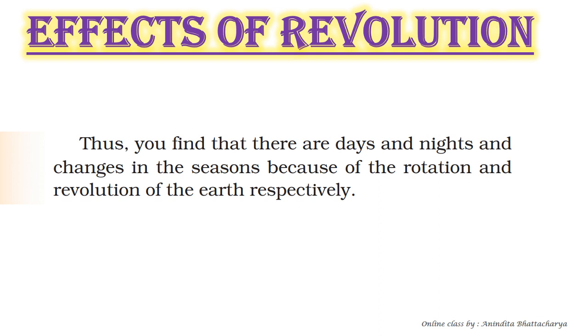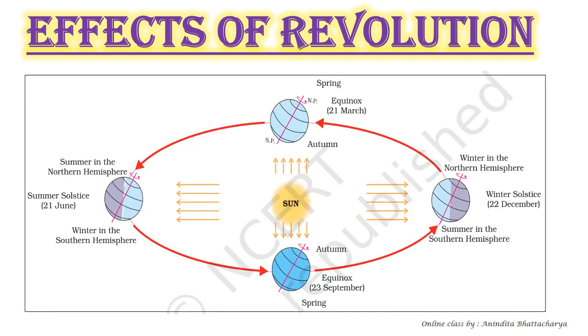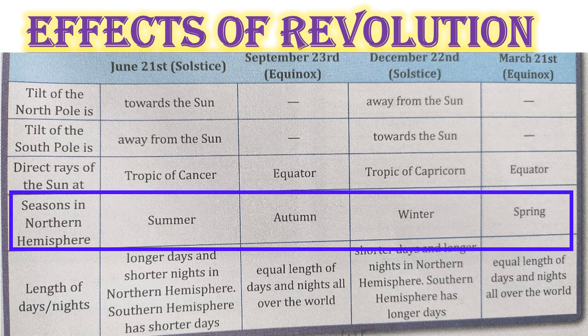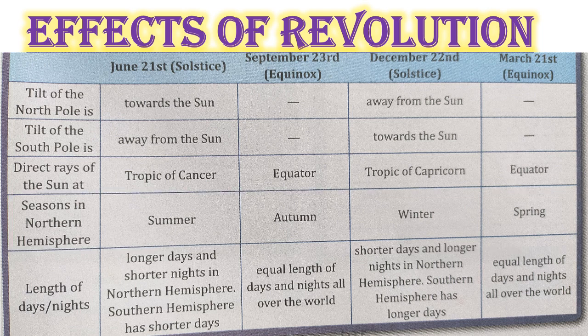Now, my dear children, we are going to discuss the last segment of this chapter, the effect of revolution: the variation in length of day and night. Revolution and inclination of the Earth's axis cause unequal day and night. Look at the diagram and note how the number of daylight hours in each hemisphere varies at different latitudes in summer and winter. Summer has longer days and shorter nights, and winter has longer nights and shorter days. The equator has 12 hours of day and 12 hours of night.